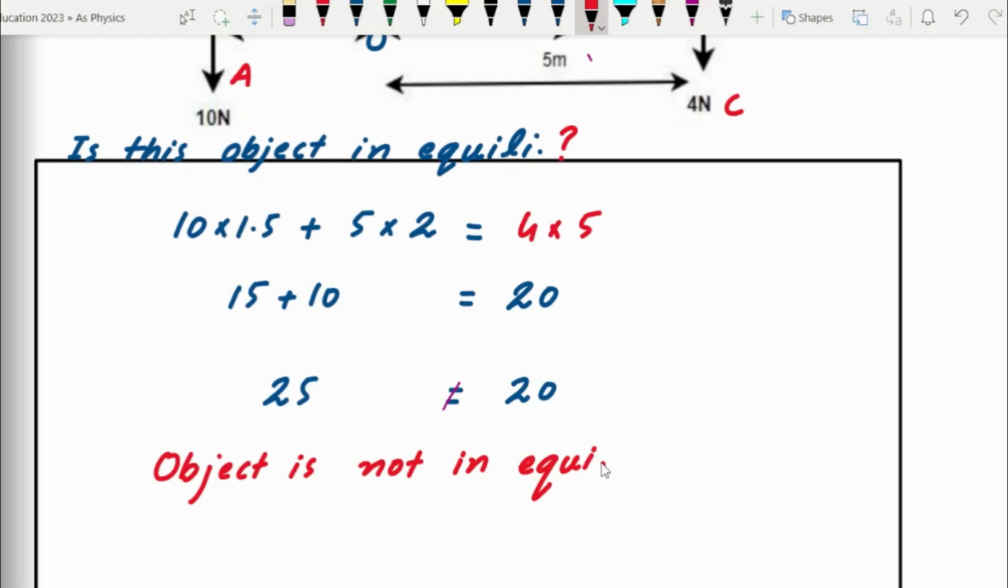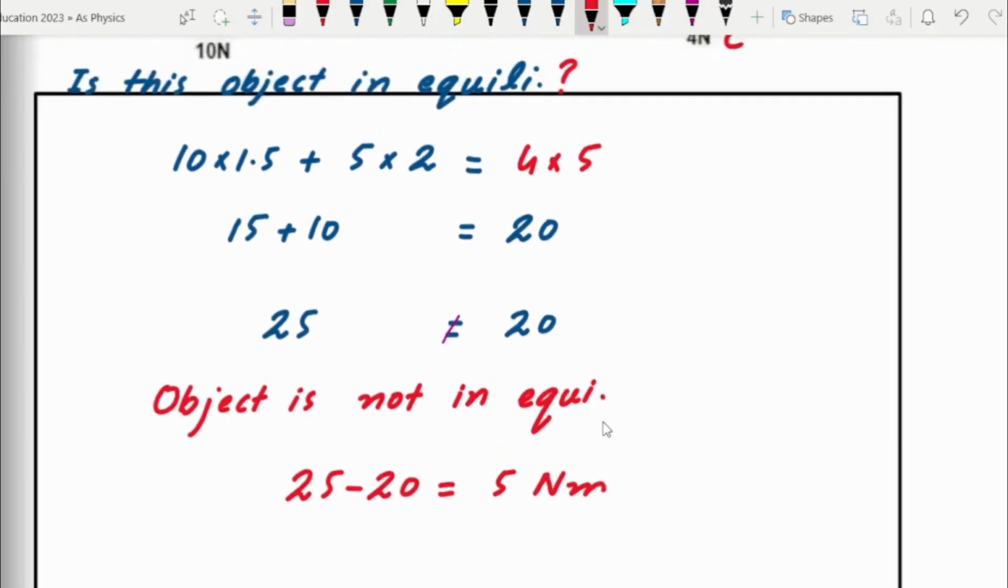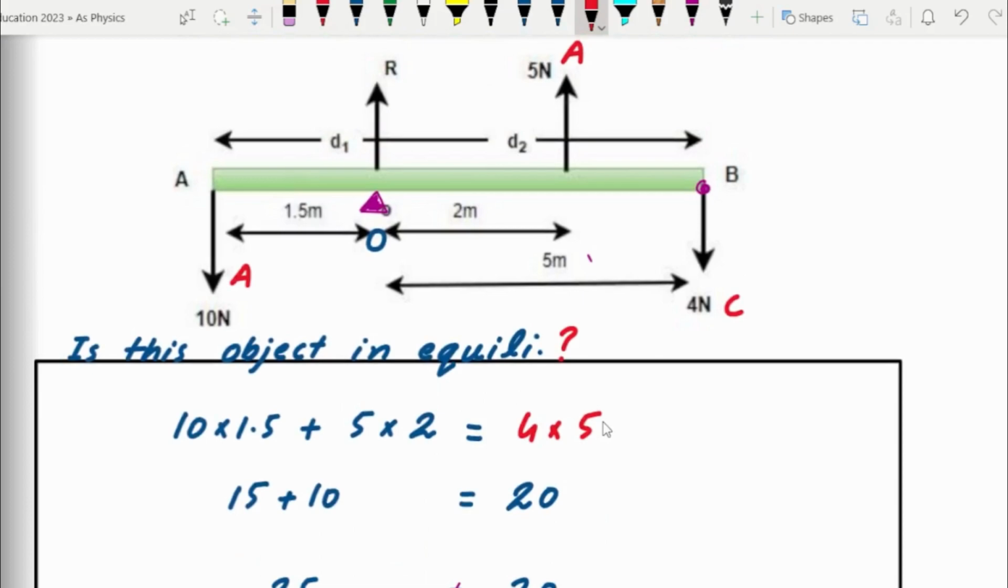There is a resultant moment of force. और कितना resultant moment of force है? You can subtract these two. 25 minus 20 and you get 5 Newton meter. So there's an additional 5 Newton meter moment of force.